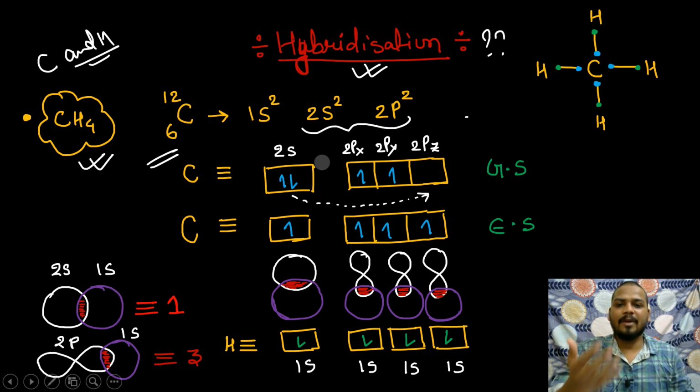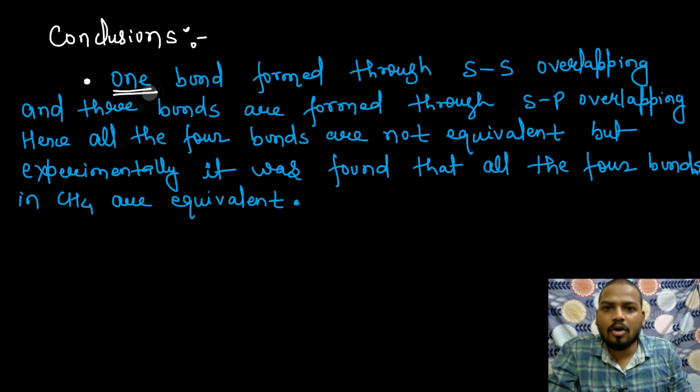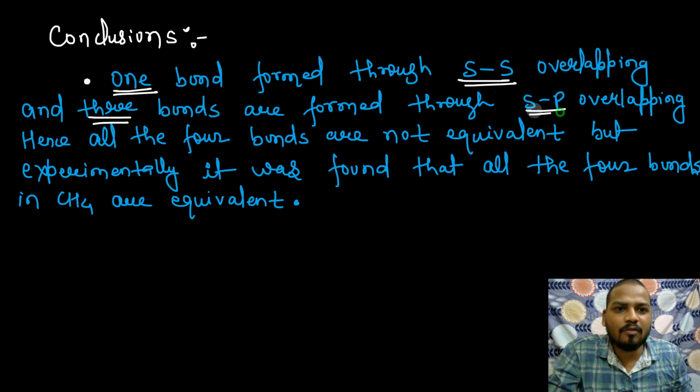So what is going to happen? One electron of the 2s atomic orbital absorbs energy and gets excited to the 2p atomic orbital of carbon, and the excited state looks like this. Further, the 1s atomic orbital of hydrogen comes closer to the atomic orbital of carbon and forms the covalent bond through the molecular axis. After the formation of covalent bonds, we come to the conclusion that one bond is formed through s-s overlapping and three bonds are formed through s-p overlapping.